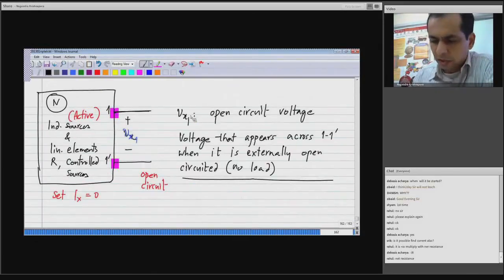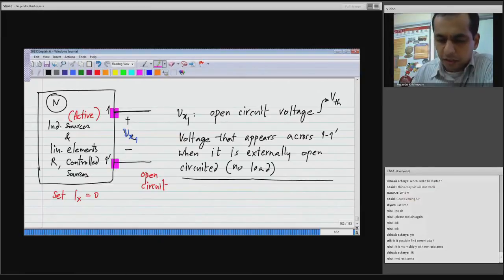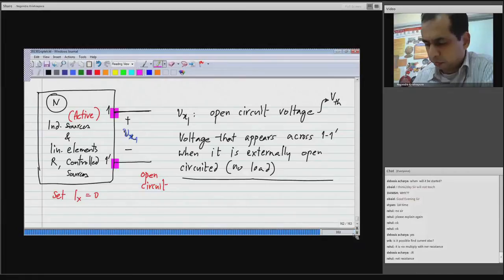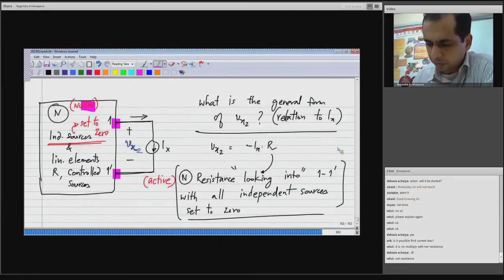And this voltage Vx1 is the open circuit voltage. I could also call it Voc. Or let me call it Vth. The reason for this will become clear. This open circuit voltage is called Vth. What I do is I simply measure the voltage across 1, 1 prime with nothing connected to 1, 1 prime. And this R, I will call Rth. Again, the reason will become very clear.